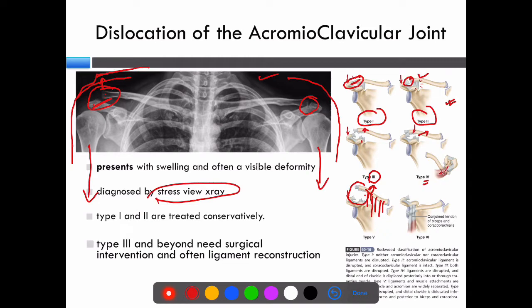And type 6 is a rare variety when the clavicle dislocates anteriorly and comes underneath the coracoid process and the conjoint tendon. So all these type 3, 4, 5, 6 need surgical intervention.